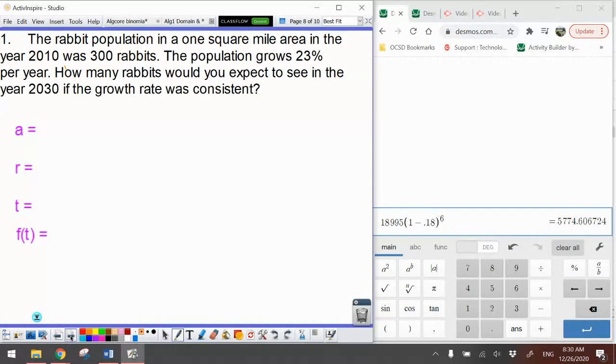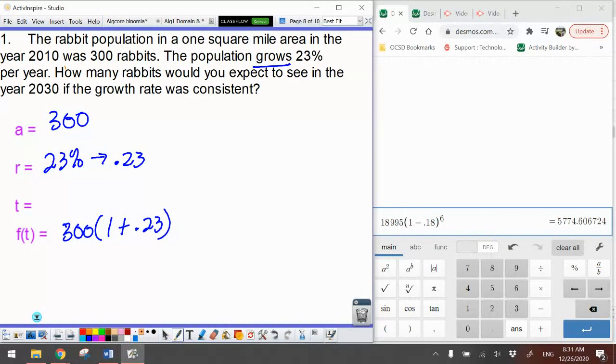Okay, why don't you go ahead and hit pause, see if you can figure out what to do with this one. All right, so we got a rabbit population in 1 square mile area in the year 2010 was 300 rabbits. So that's my starting point. So I start with 300. The population grows at 23% per year. So 23% is actually 0.23, and I see it's growing, so I know that it's going to be plus. So 300, 1 plus 0.23.